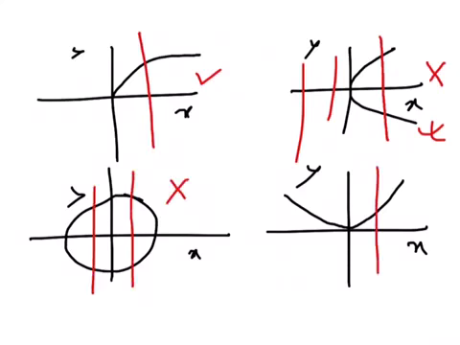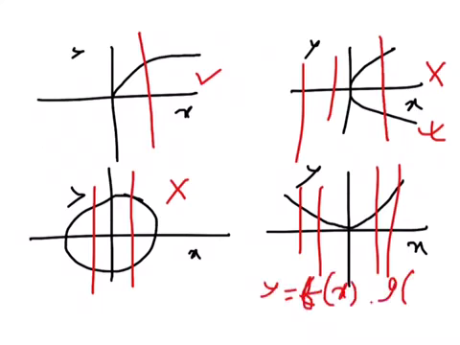This one passes the vertical line test, so this is a function, it is a relation as well as a function. So all functions are relations, but not all relations are functions. Those relations where the x value has a unique y value will be called a function of x.